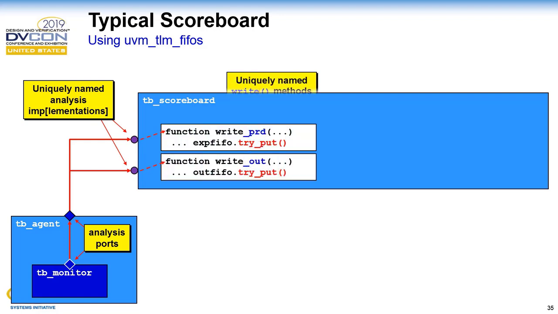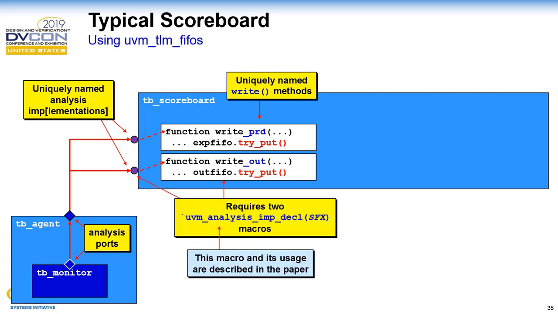Now remember, analysis implementation ports require a write function. But you're only allowed to have one function called write inside of any component. And so we're in a bit of trouble here. We have two implementation ports. Each one requires a write function. Well, all the vendors agree that this is a good macro.